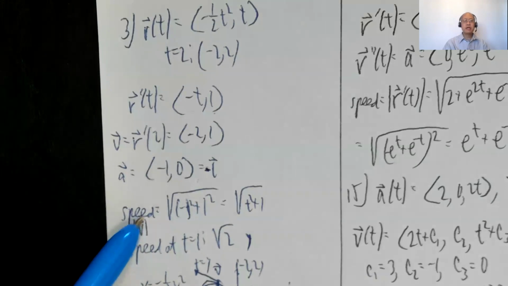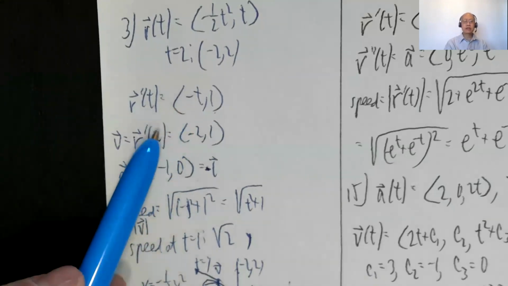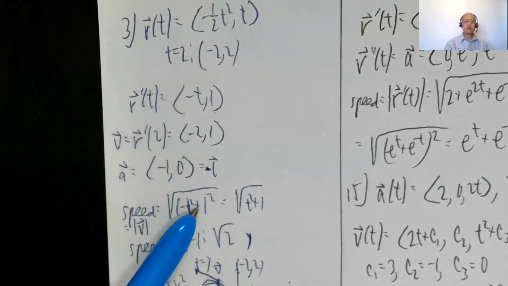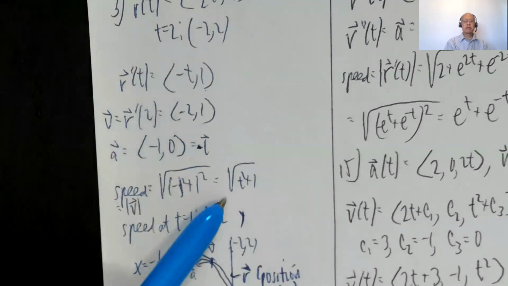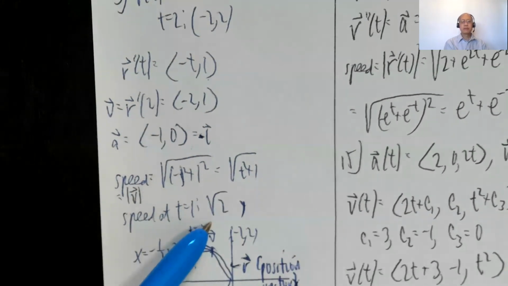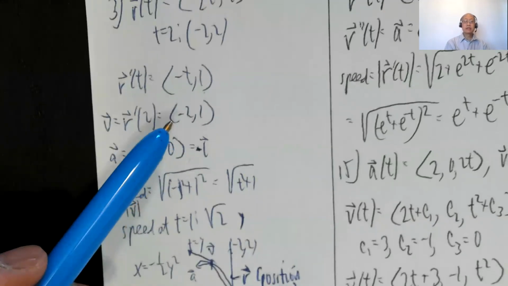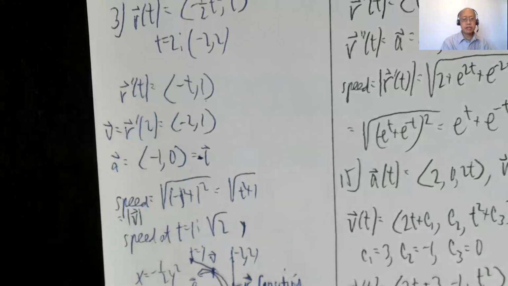Okay, and what's the speed? By formula, it's the magnitude of the velocity vector. So square root of t squared plus 1. And what's the speed at t equals 1? Just plug in 1 and you have radical 2. So the speed is radical 2, but we would say the velocity vector is -1, 1. There's a direction involved in it also.